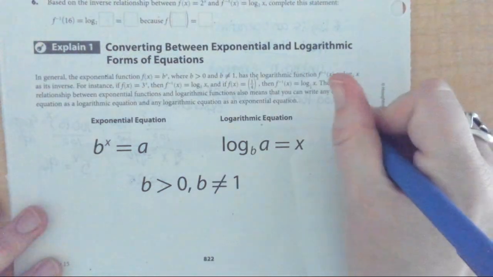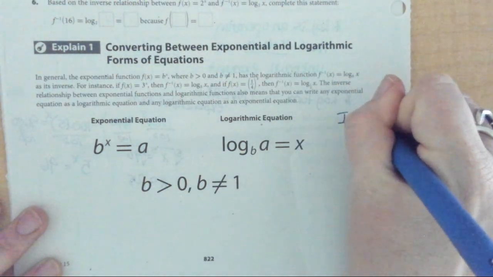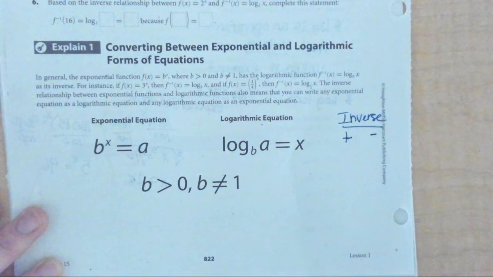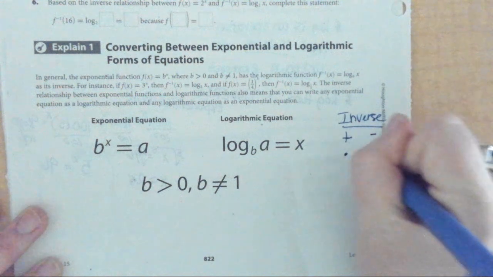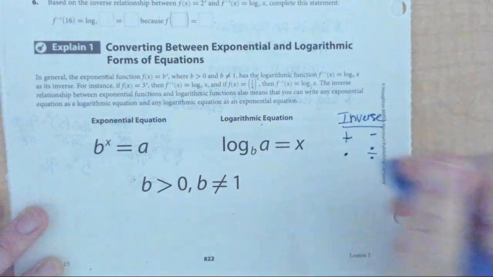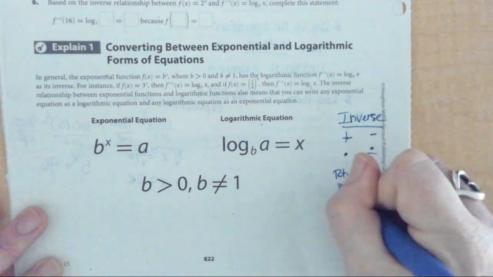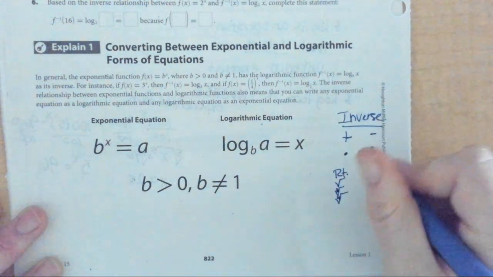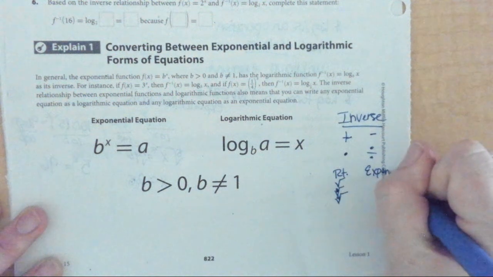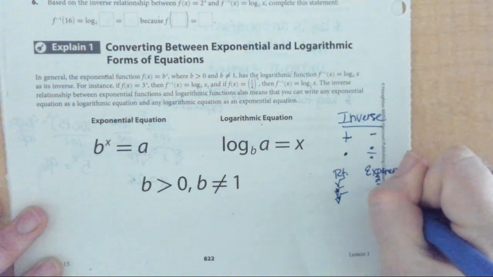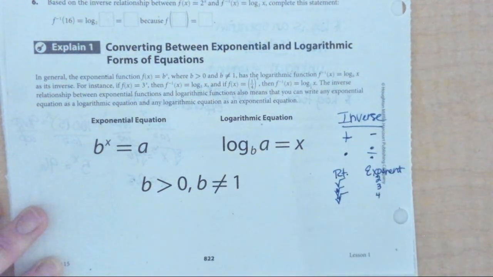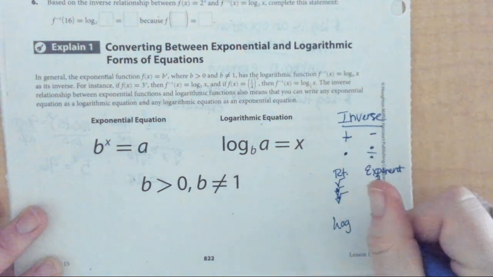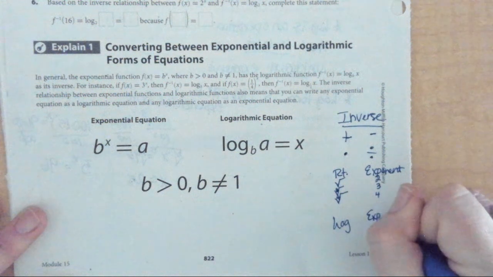This is just something to remember, that inverse, so you know this, of adding, you know is subtracting. Multiplying would be dividing. So if you have any kind of root, square root, cube root, fourth root, whatever root, you're going to have an exponent. So you're going to do squared or cubed or to the fourth power. And now we're going to add to this list, if you have a log, the inverse is exponential.